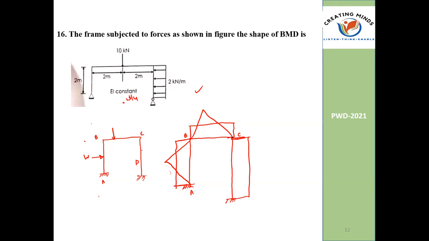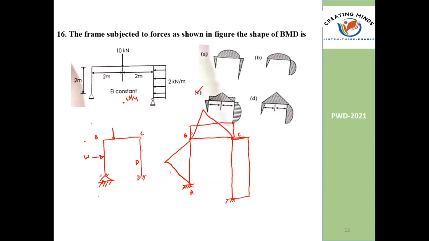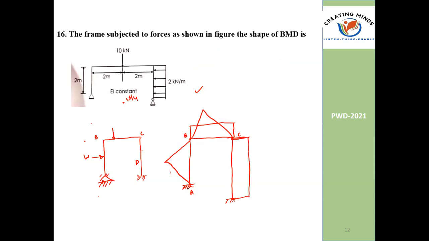Clear? Any doubts? The only chance is that you may get different support conditions. They may change the support condition to hinge or roller. If they change it to hinge, then the support will have zero moment. So if it is hinge, then it is zero and the moment is like this.